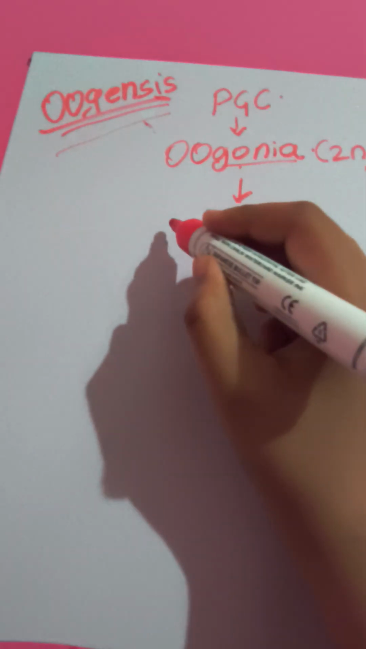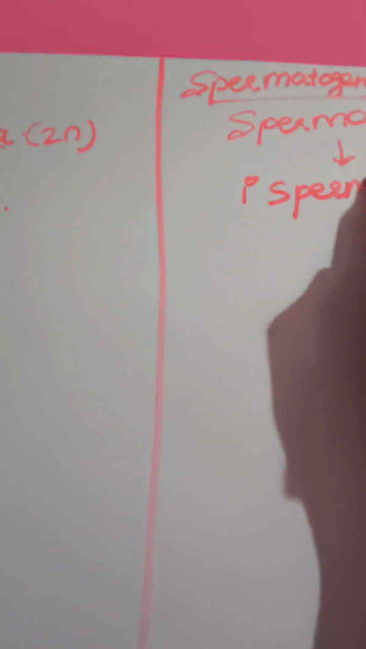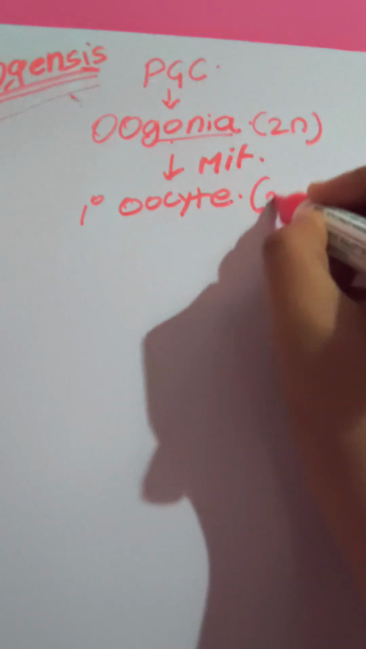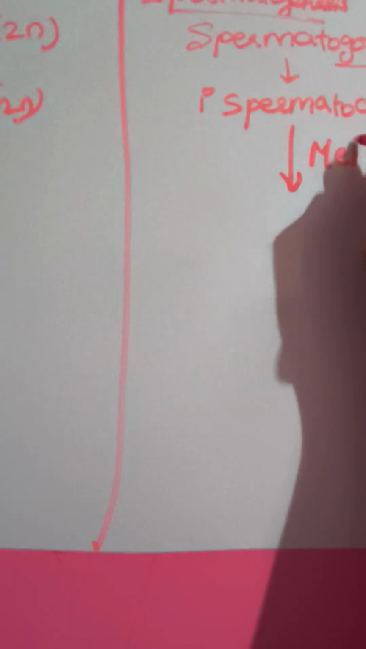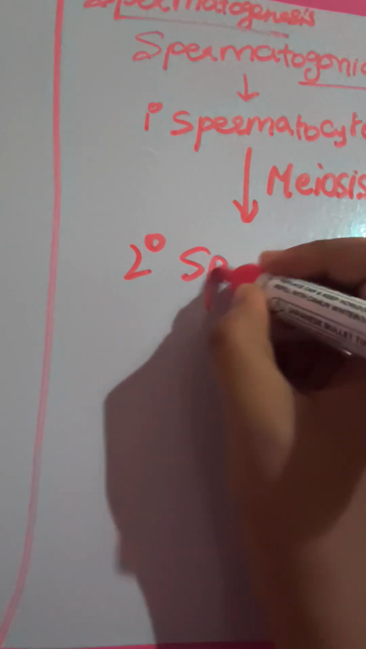This oogonia will produce primary oocyte, and this will produce primary spermatocytes. How are they producing? By mitosis only, and this is also 2n. Now this primary spermatocyte will undergo meiosis 1 and give rise to secondary spermatocytes.